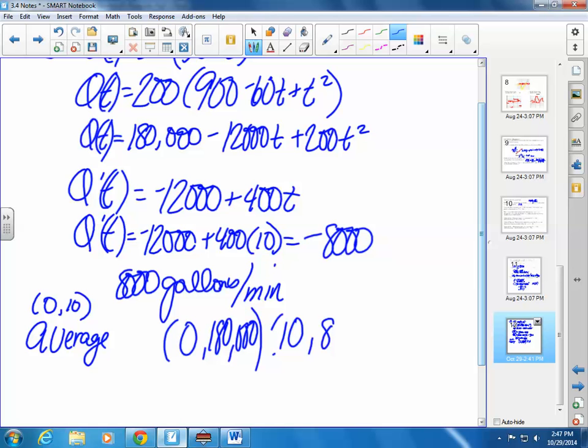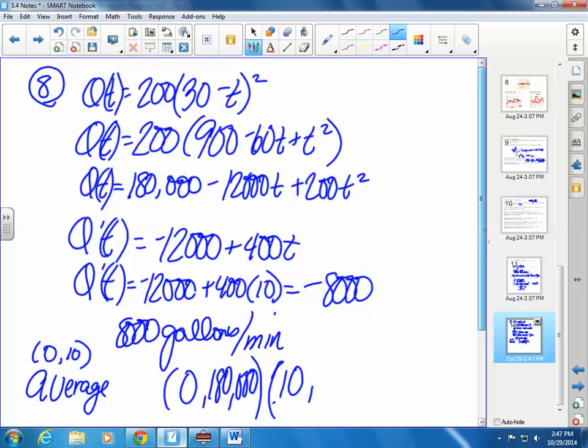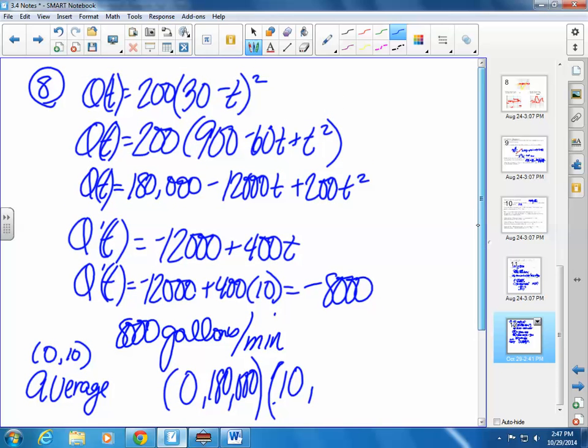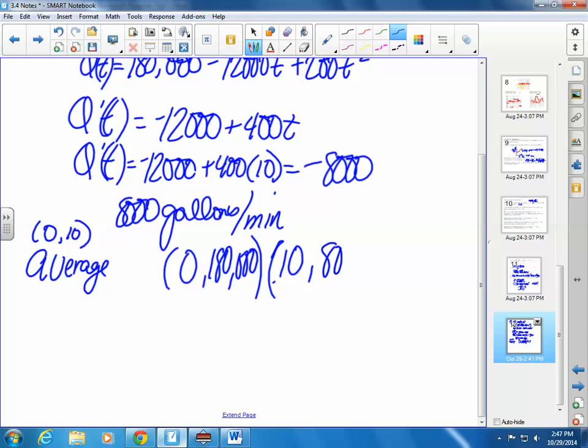Okay? So you have a point, at time 0, there's 180,000 gallons of water in the tank. No water's left, so it's completely full. At time t, which is 10 minutes, if I plug in 10, how much water is there? Well, maybe go up here even. Plug it into clear up here if you want. It'll save you some math. 30 minus 10 is 20 squared. 80,000. All right. So your average rate of change then is going to be your slope of this line.